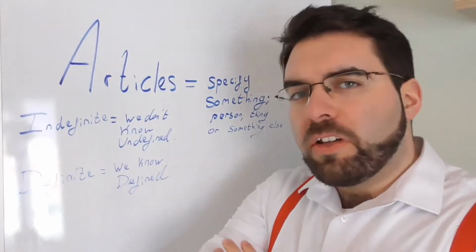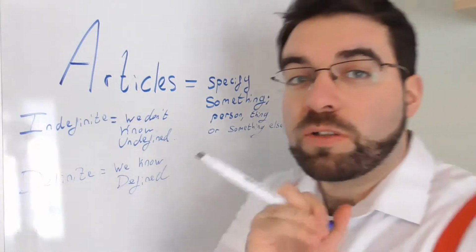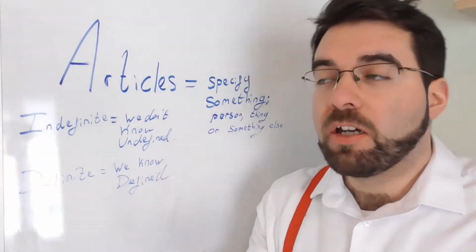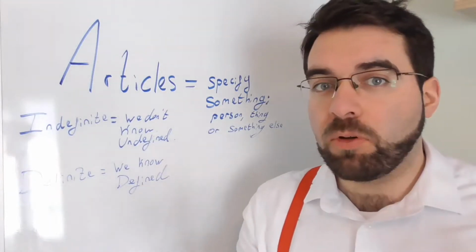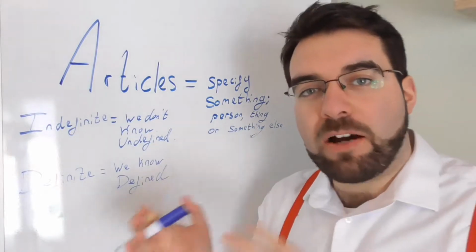Let's get started. So, what are these then, these articles? Articles help us to define something. They help us to be specific as to what we're talking about, whether it's a thing or a person or people. It helps us to clarify in what context the noun is.